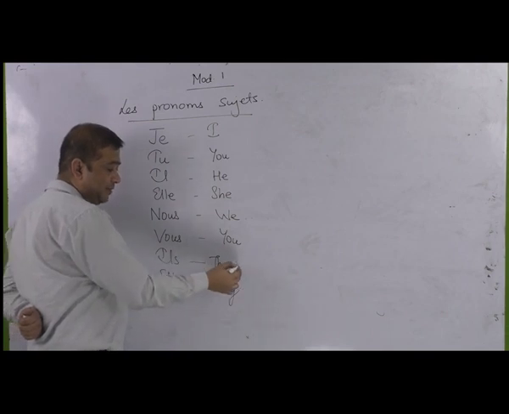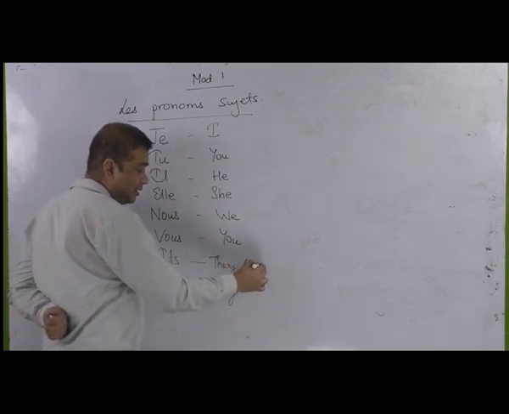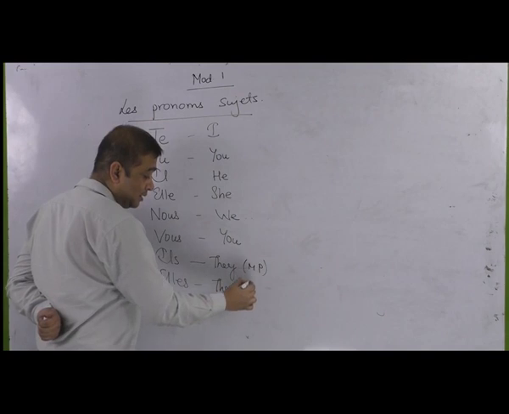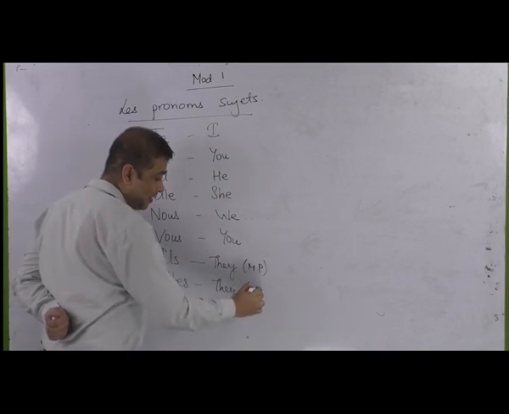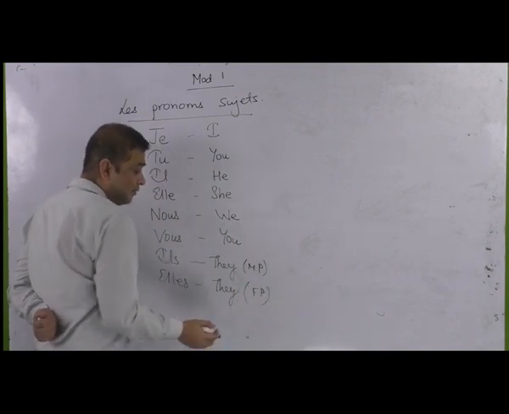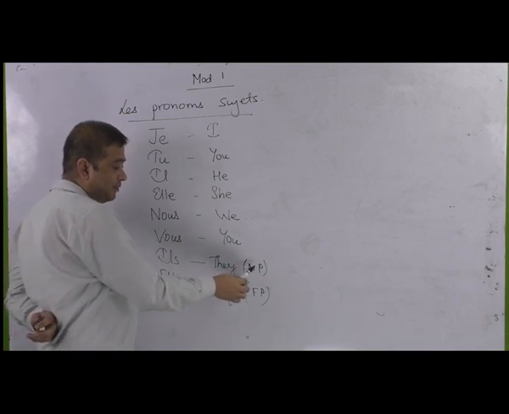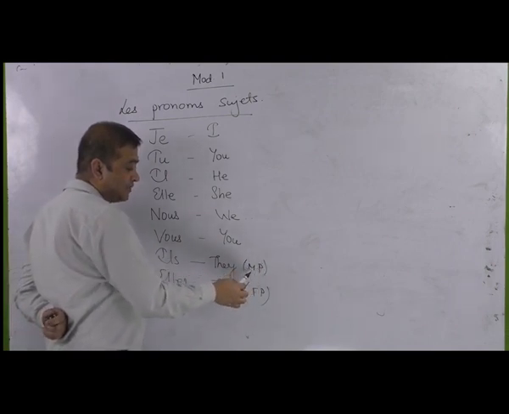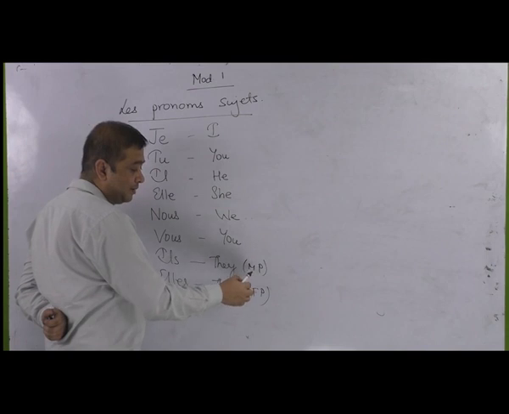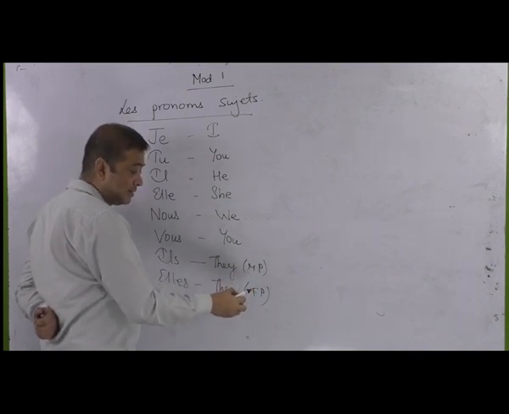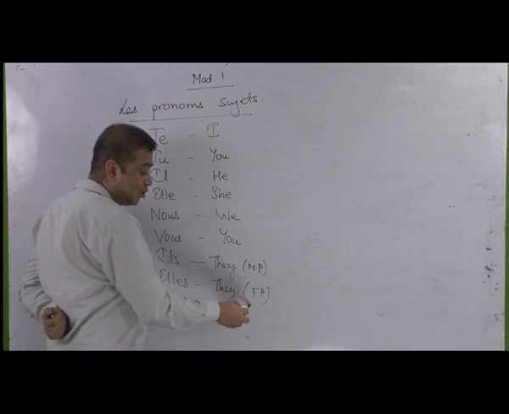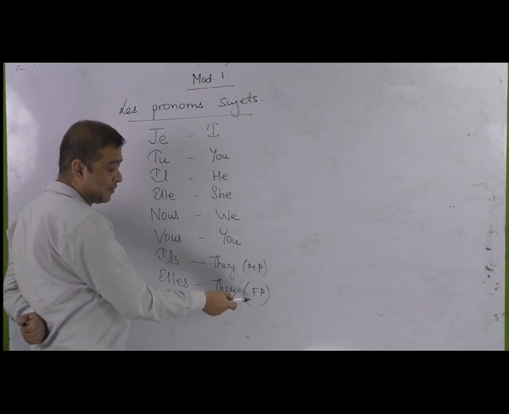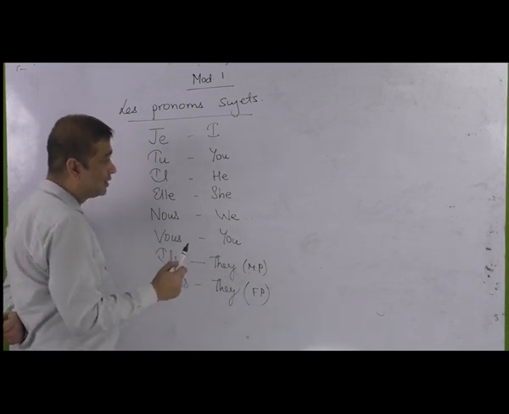Here ils will be for masculine plural, and this elles will be for feminine plural. For example, there are groups in which there are boys as well as girls, a group of people. So we are going to use masculine plural only in that case. Feminine plural is used only in case of girls, a group of girls. So feminine plural, that is elles, will be used over there.